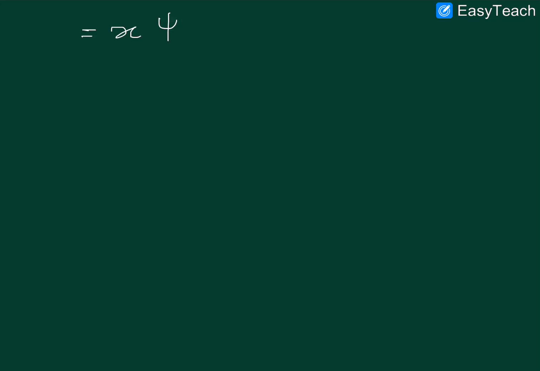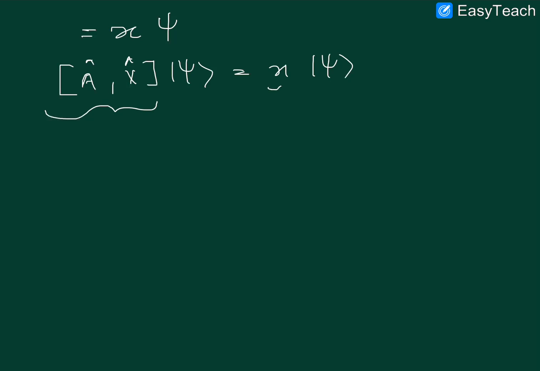So let me write for the whole equation, a x psi gives us x psi. Comparing this, we can say that these two are equal. So the commutator of a and x cap is equal to x cap. I hope this is clear.